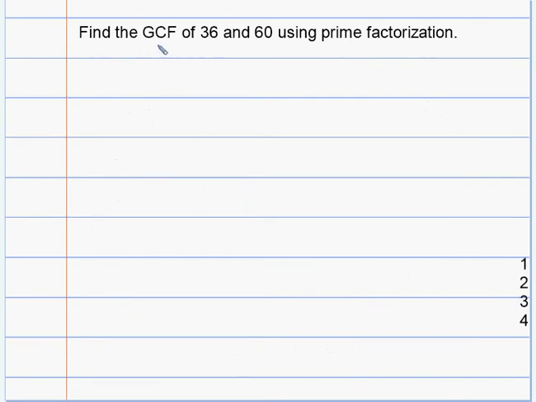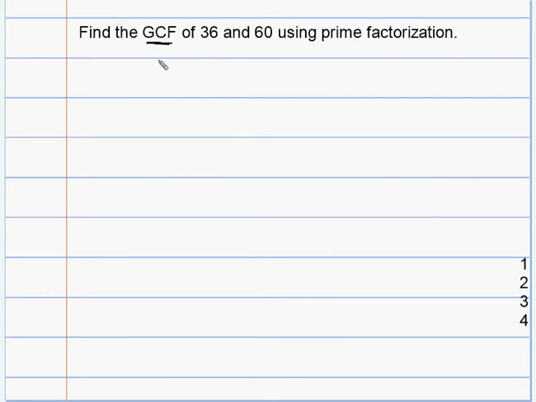Okay, so now we can also use prime factorization to find the greatest common factor. So we're going to use 36 and 60, and we're going to use prime factorization. It's very important that when it says use prime factorization that you do that. Now you might be able to find the greatest common factor using a different method, but we're trying to learn how to use prime factorization. So make sure you do that.